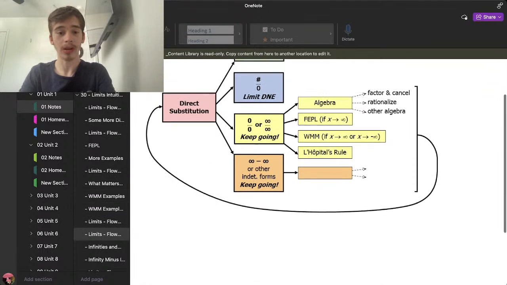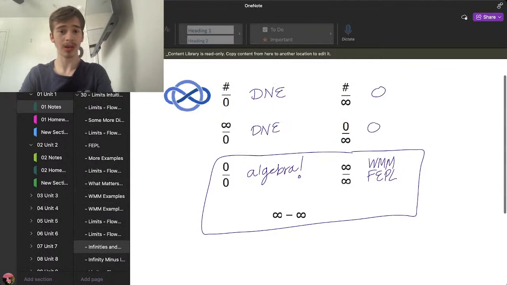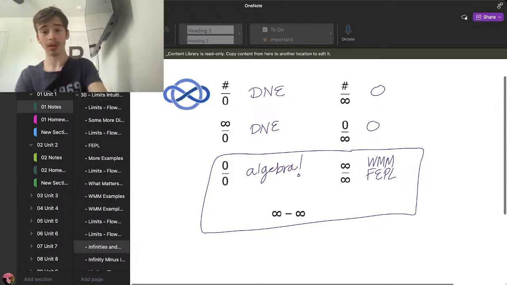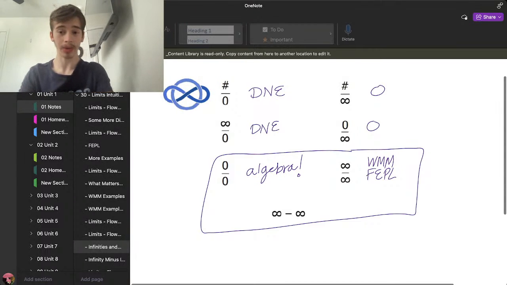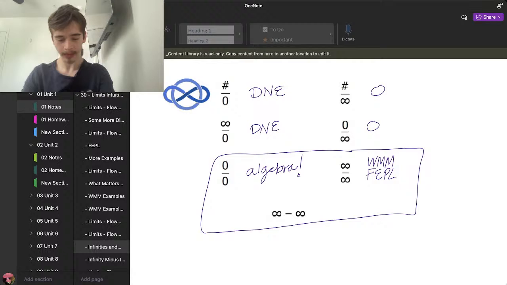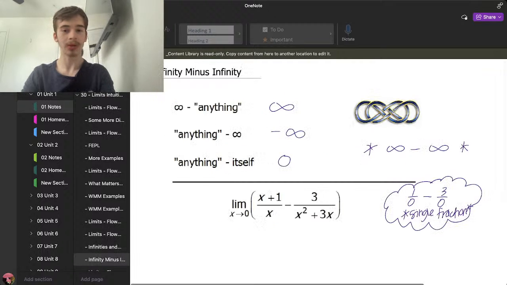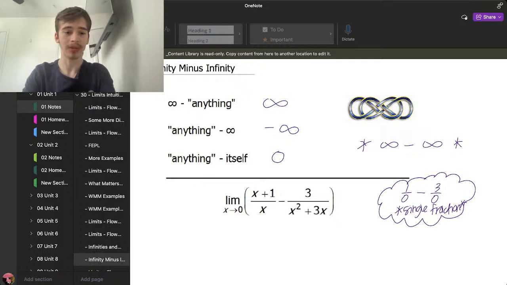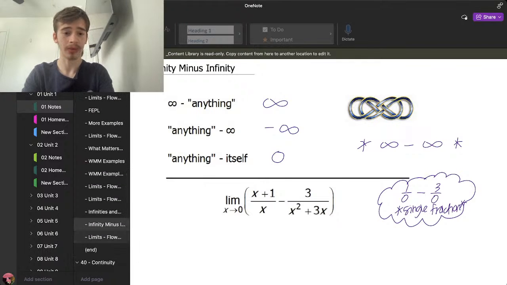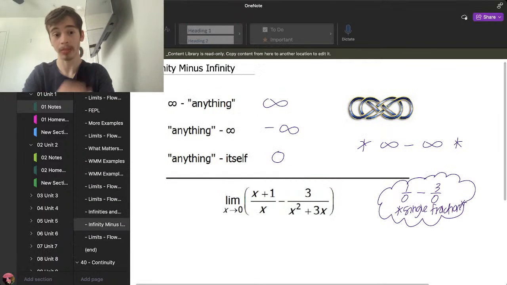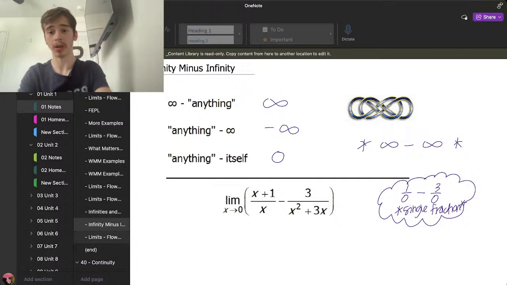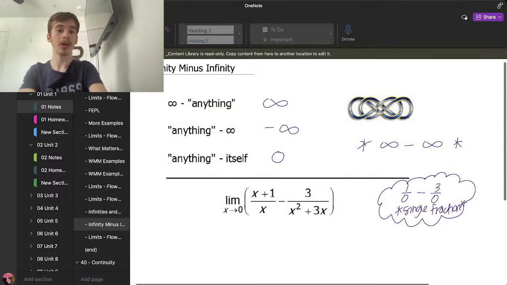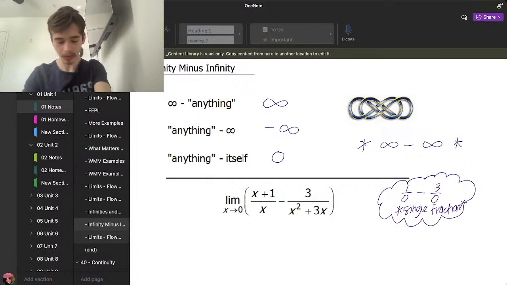Okay, let's move on. Hopefully you can still see my screen. Okay, we know all this. Algebra, what matters most, and FEPL for infinity over infinity. When it's infinity minus infinity, you just want to combine the terms and look at one sort of term to work with for the limit. Those ones I haven't been working a lot with. Unlikely to show up. Just know your FEPL and what matters most.